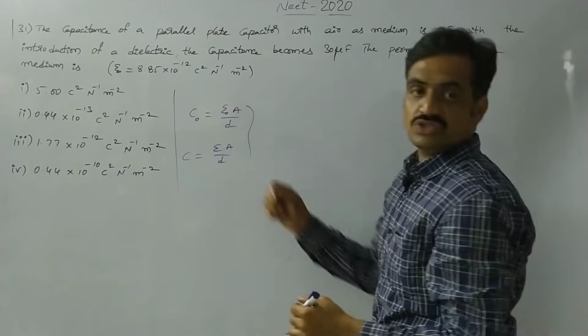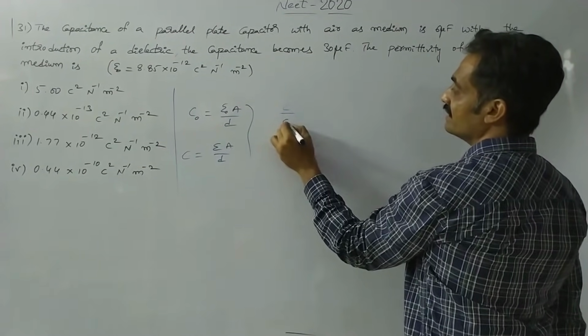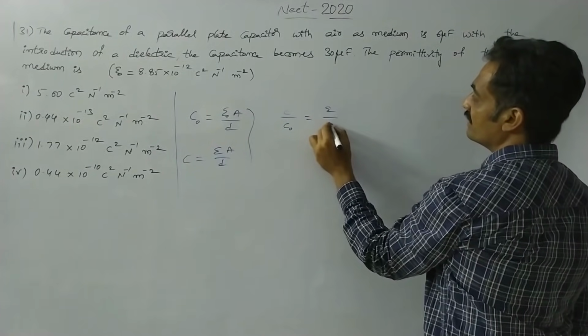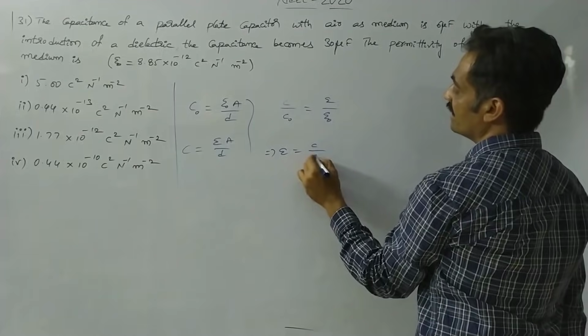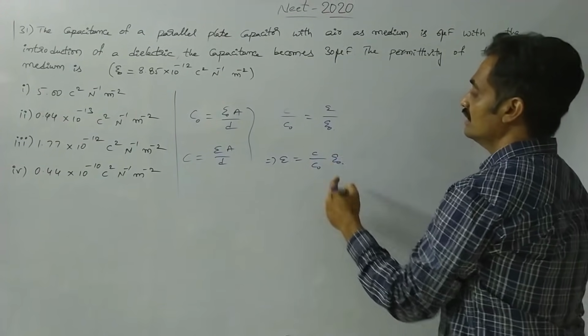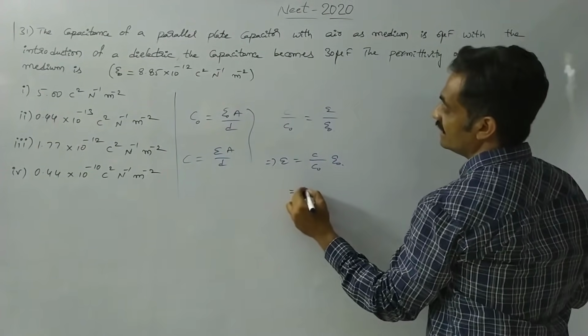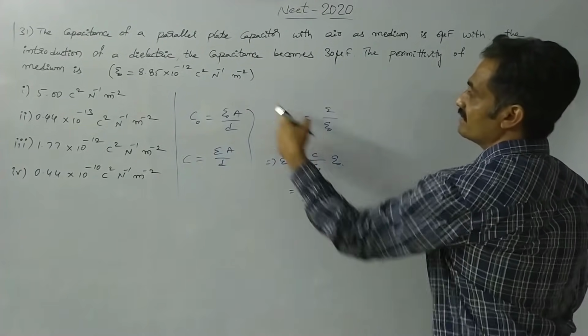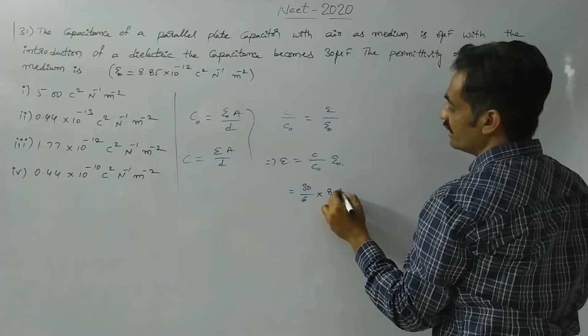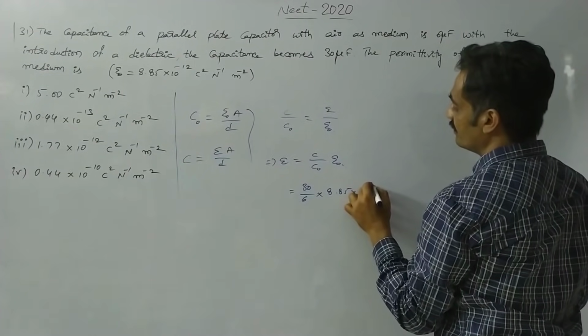So if we divide these two equations, we can write it as C by C naught equals epsilon by epsilon naught. So from this equation we have epsilon equals C by C naught into epsilon naught. Here the value of C is 30 microfarad, the value of C naught is 6, and epsilon naught is 8.85 into 10 to the power of -12.